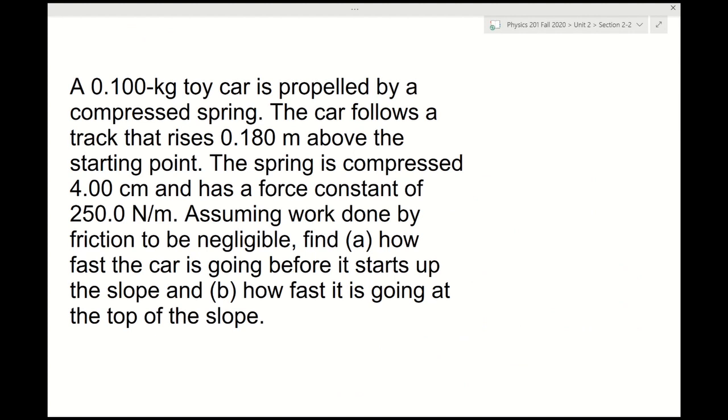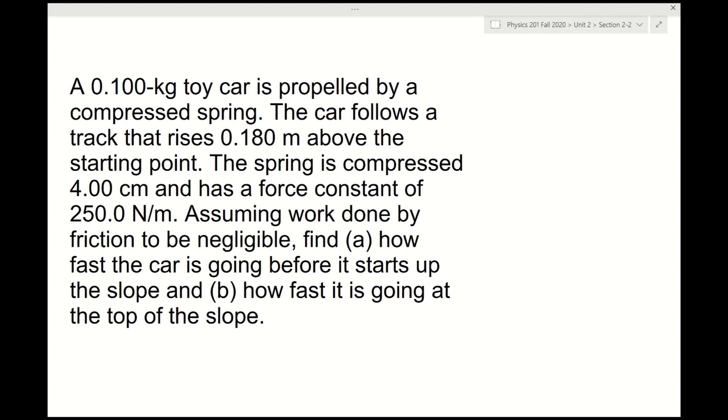A toy car, with mass about 100 grams, is propelled by a compressed spring. The car follows a track that rises at 18 centimeters above the starting point, 0.180 meters. The spring is compressed 4 centimeters and has a force constant of about 250 newtons per meter.